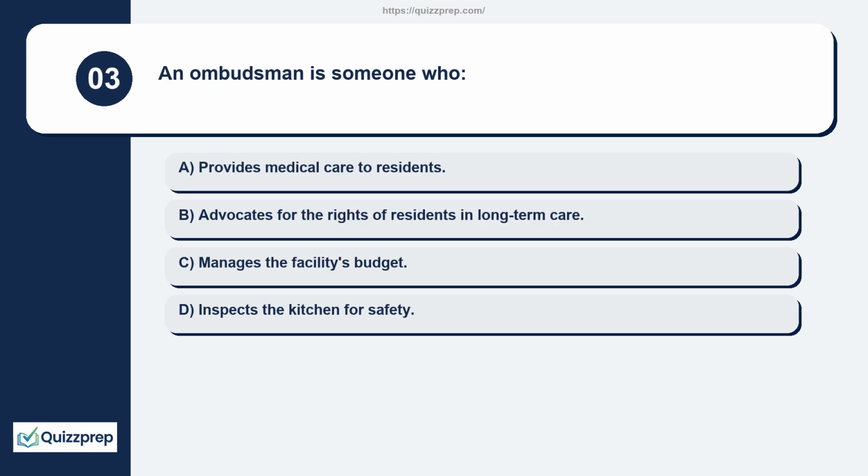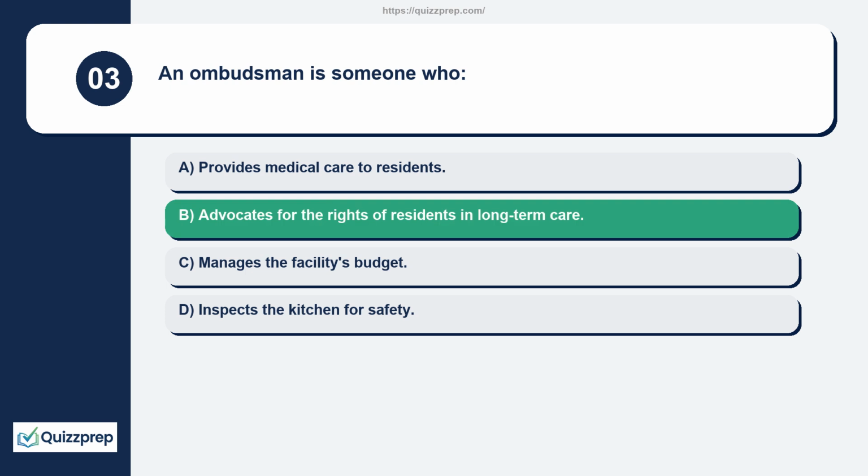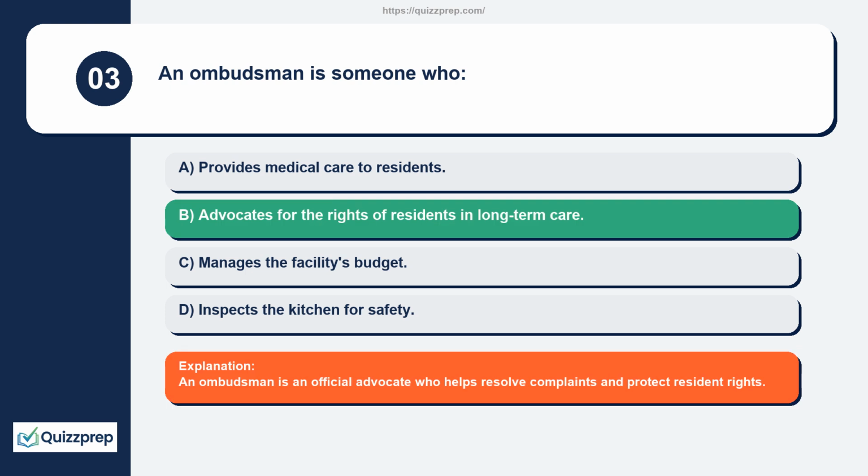Question 3. An ombudsman is someone who provides medical care to residents, advocates for the rights of residents in long-term care, manages the facility's budget, inspects the kitchen for safety. An ombudsman is an official advocate who helps resolve complaints and protect resident rights.